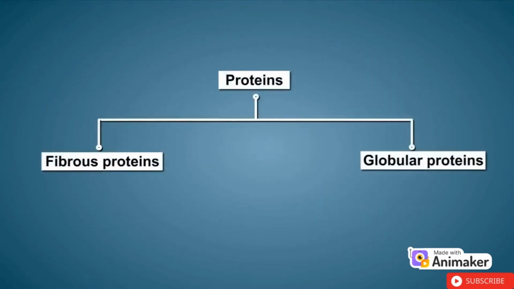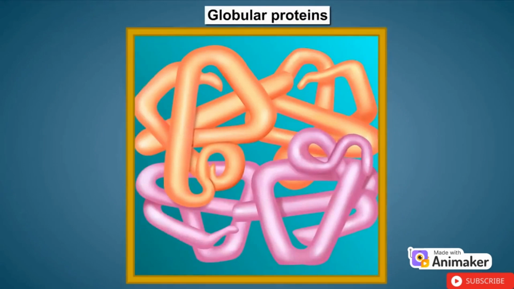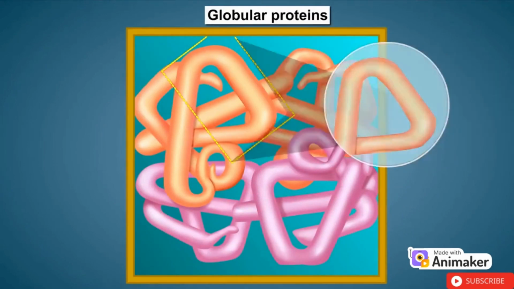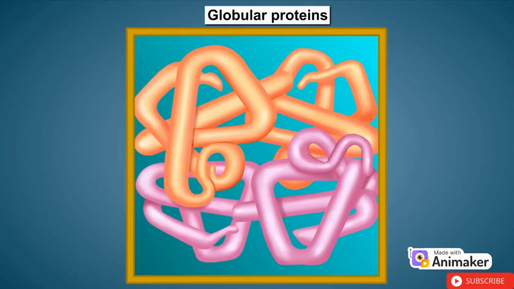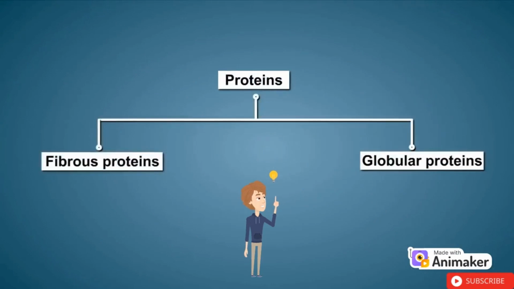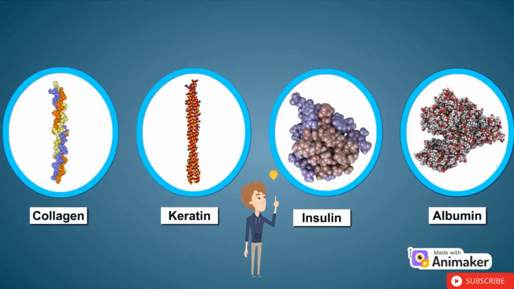On the other hand, globular proteins are formed due to the folding around of polypeptide chains. This gives a spherical shape to the globular proteins. These proteins are soluble in water. A few examples of globular proteins are insulin and albumin. As you can see, the structure of proteins is quite complex.